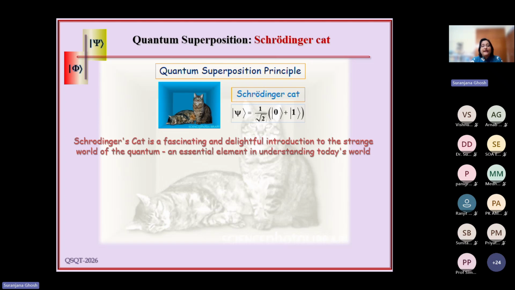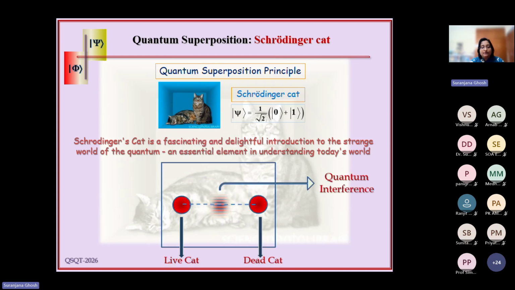Basically, they put a cat inside a box and put some radioactive substance. If it decays, then there was some poison that will come out and kill the cat. If not, then the cat is alive. If you don't open the box, you cannot say it's dead or alive, and it's in a superposition state. It's very similar to when we deal with the coherent state, and it will break into 2 parts. One can compare with the live cat and dead cat, and in between one can have this quantum interference phenomena in phase space.